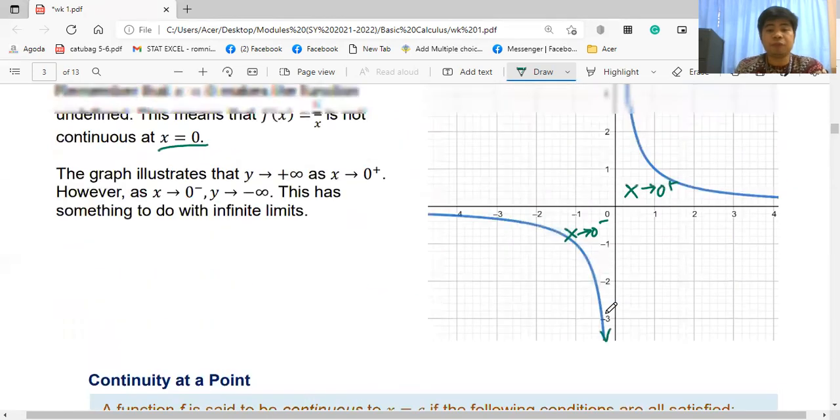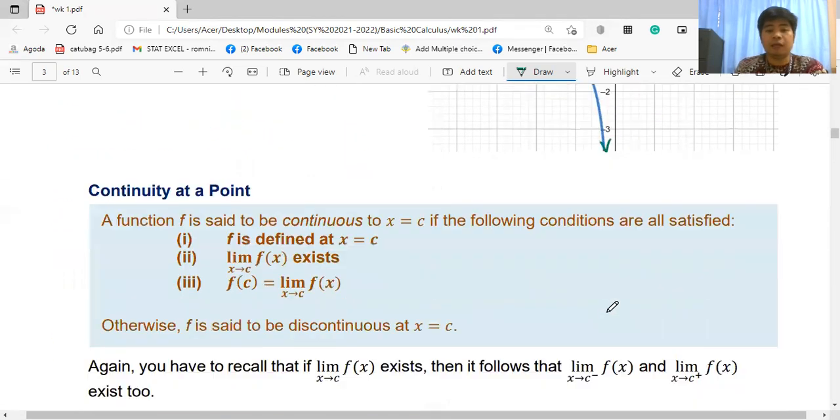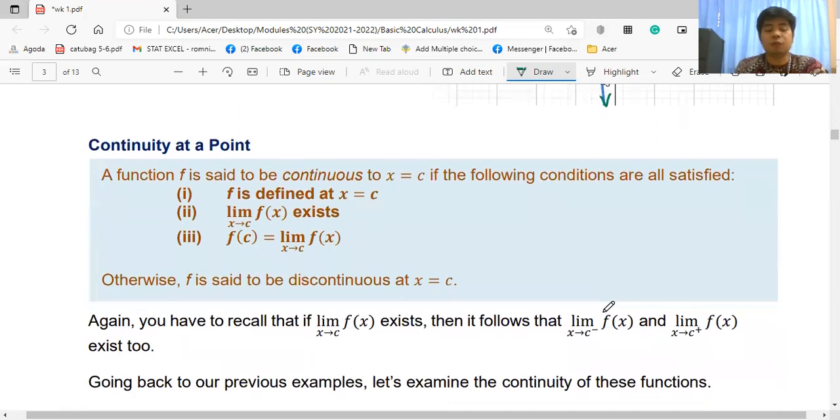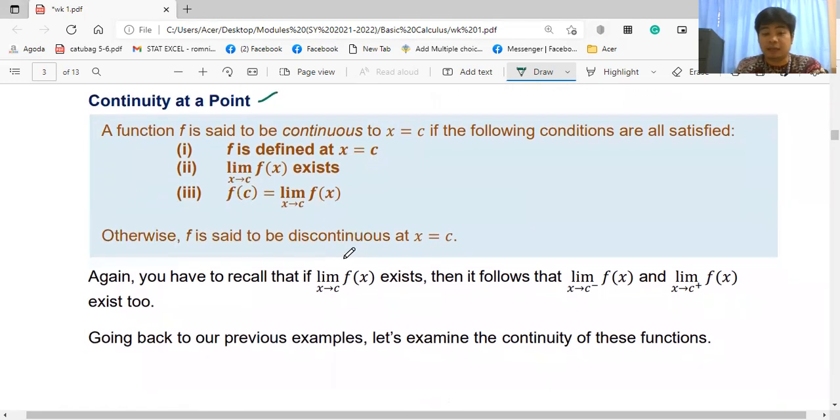That also tells us that f of 0 is undefined and the limit does not exist as x approaches 0. Now we wrap them all up: how do we define continuity at a point? You have to understand the three conditions, and when one of them is not true, then the function is discontinuous at the given x.